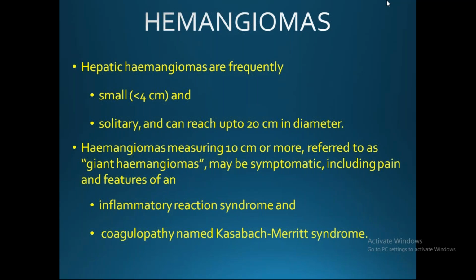Kasabach-Merritt syndrome is a hemangioma with thrombocytopenia. It mostly occurs in the young age group. Incidentally, you might find it on ultrasound, but CT and MRI or angiography are more specific for Kasabach-Merritt syndrome, and biopsy is always indicated. Sorry, biopsy is always contraindicated.